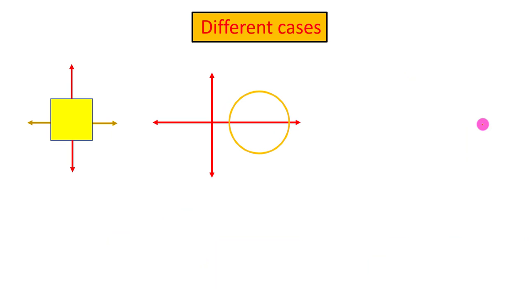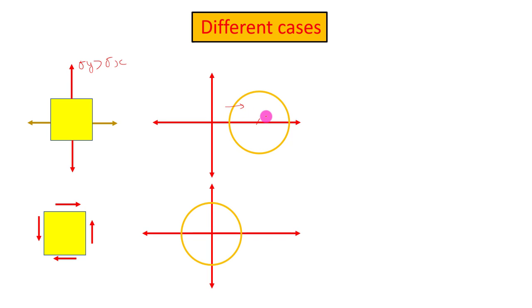Okay, now let's discuss another case in which sigma y is greater than sigma x. If sigma y is greater than sigma x and shear stress is 0 on this element, this circle is going to shift away from the origin in the first and the fourth quadrant. Okay, next case is a pure shear case.